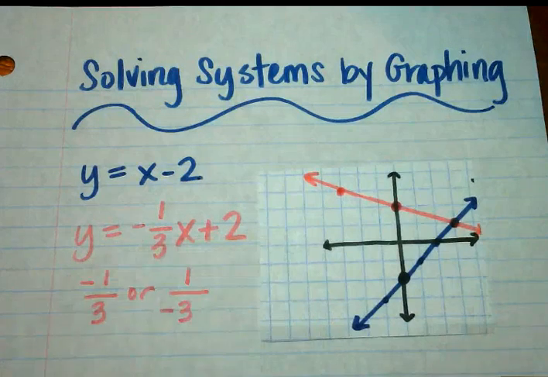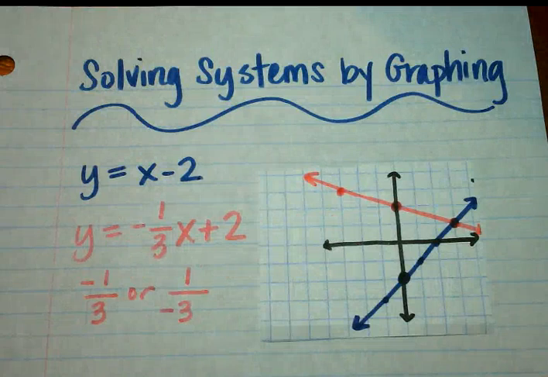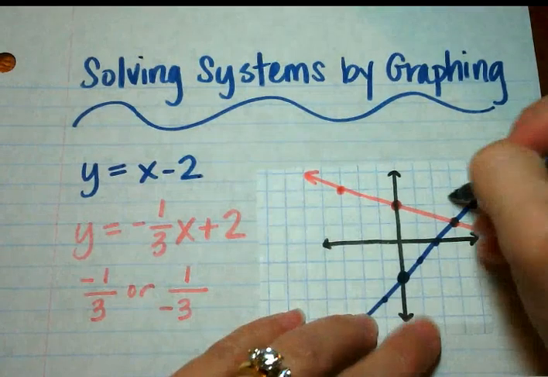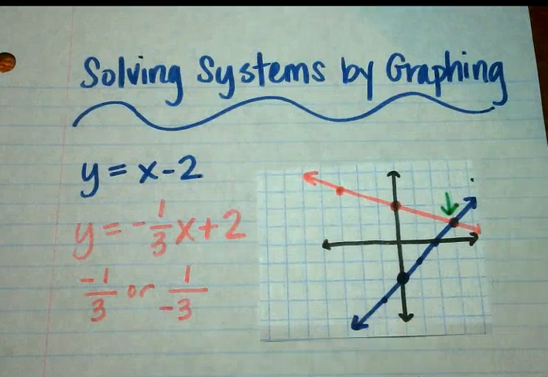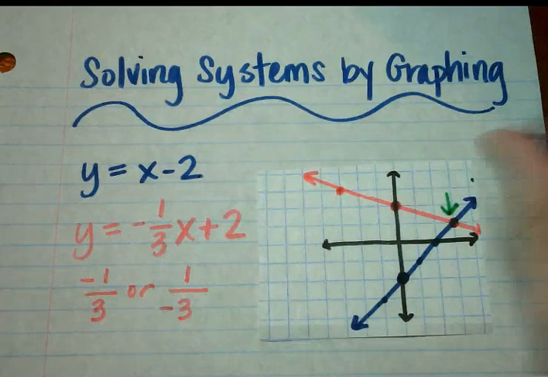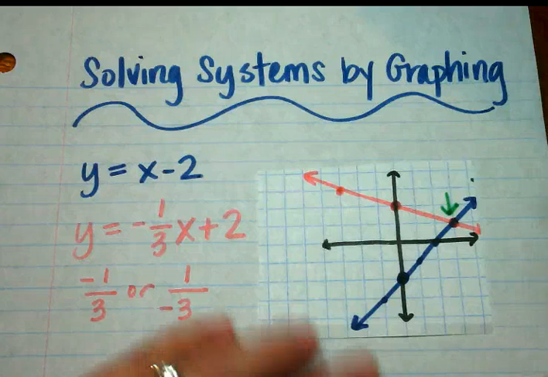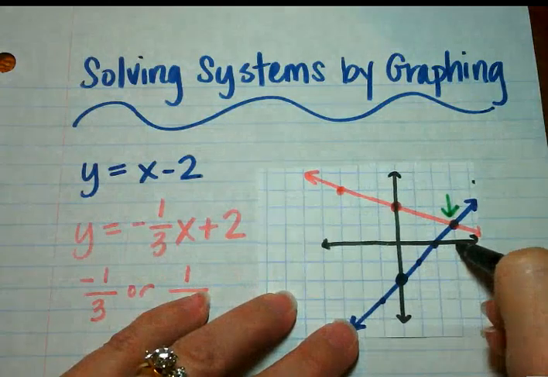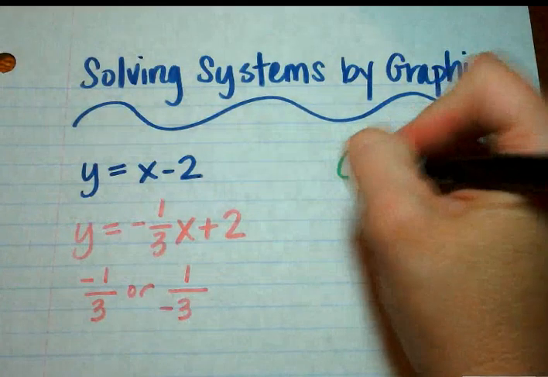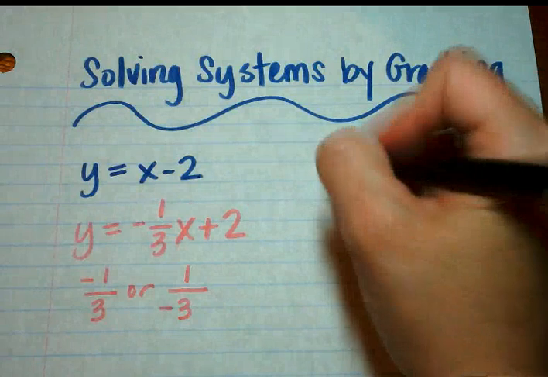And so now it's pretty obvious to see where the two lines meet. The solution to this problem is the point right there where the two lines meet. That's the only point on the whole coordinate plane that these two lines have in common as a solution. So that point looks like (3, 1). So the point is (3, 1).